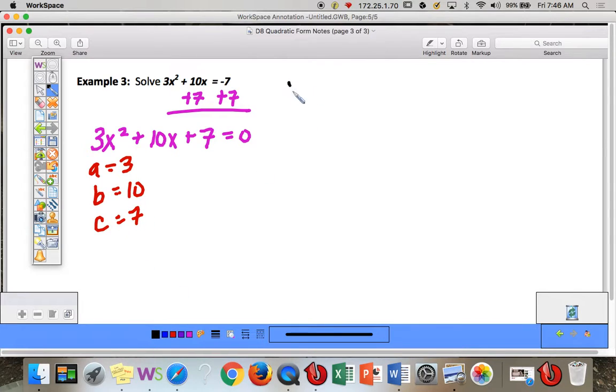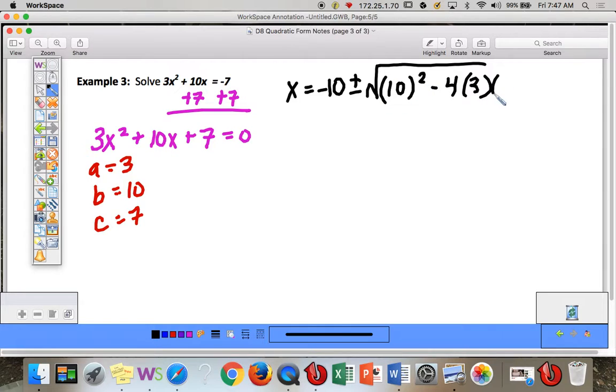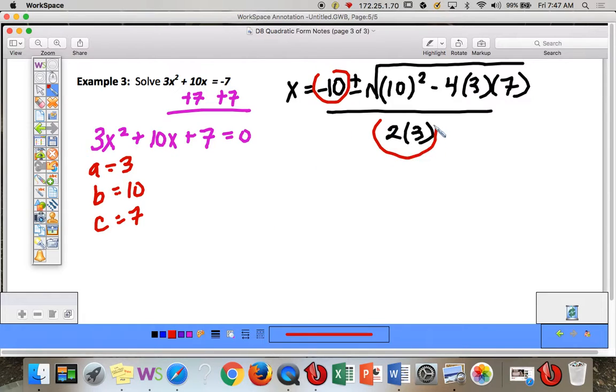Plug into your formula. X equals opposite b plus or minus the square root of b squared minus 4ac all over 2a. Okay, find your 3 chunks here. So these are the numbers that I'll look for on your assignment.